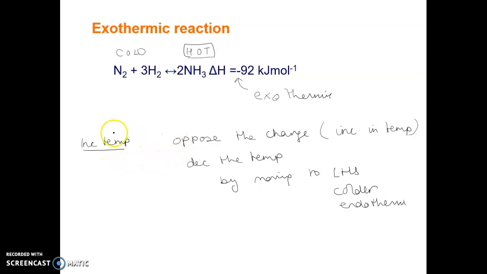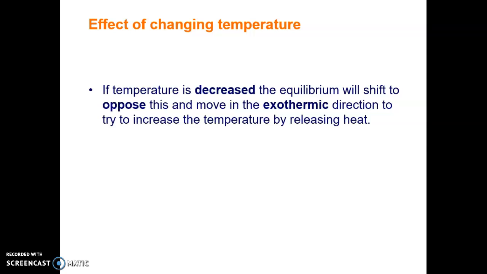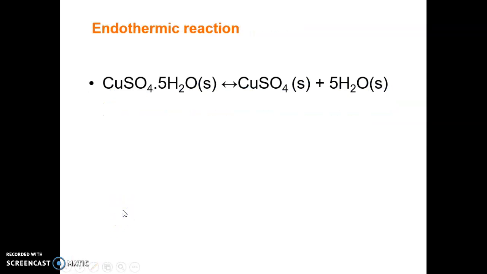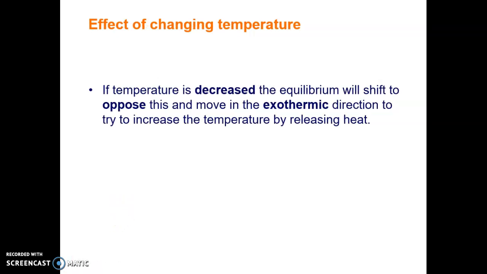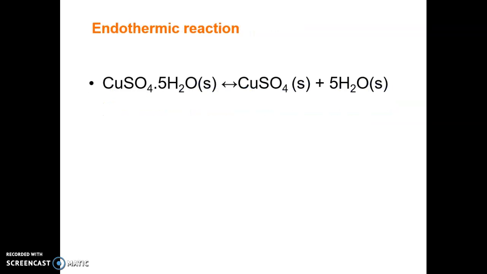So if you used high temperature in this reaction, you would get a lesser amount of ammonia. And if the temperature is decreased, then the equilibrium will move to the exothermic side of the reaction. So let's try this out.